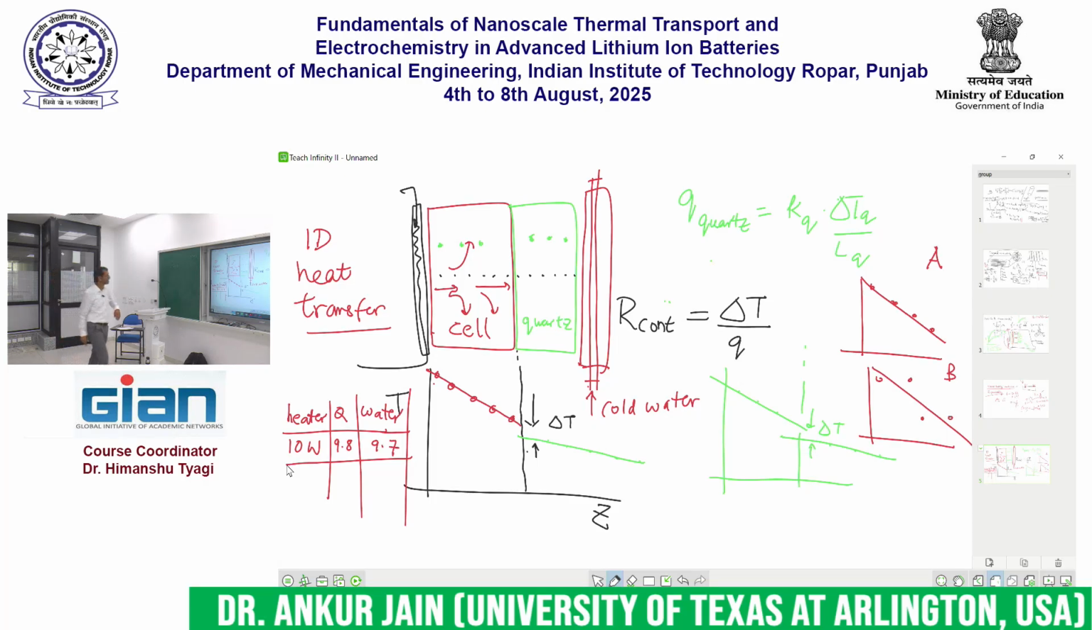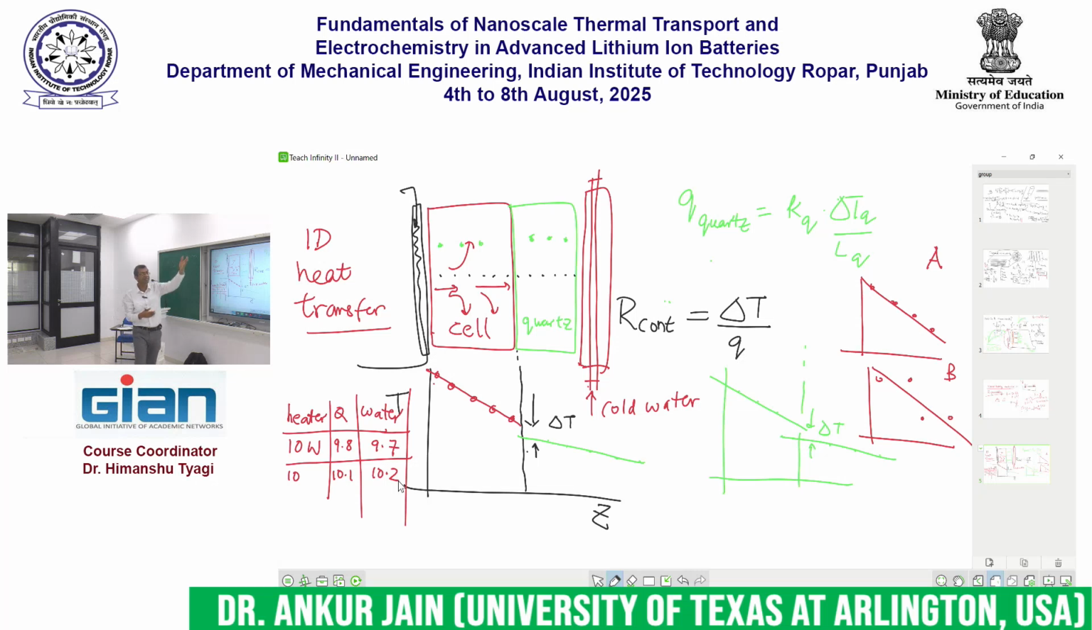Let me give you one more data set for comparison. Suppose this is 10 watts, this is 10.1 watts, and this is 10.2 watts. Is there some problem with the second set of data? Yeah. You see, in this measurement, I have 10 watts of heat coming in. How can 10.1 watts of heat pass through the quartz unless there is some other heat source, which there is not, right? I'm not heating up this system any other way.